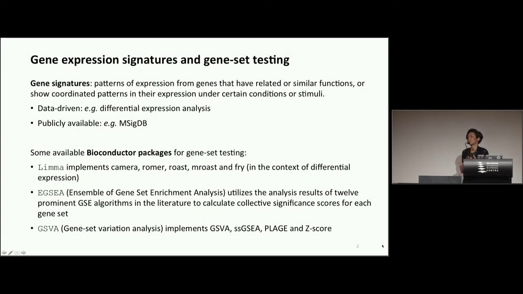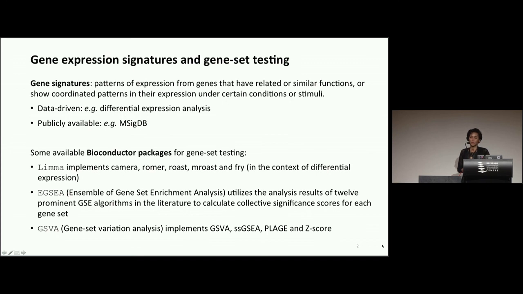We define gene expression signatures as patterns of expression from genes that have related or similar functions, or a group of genes that have coordinated changes in their expression in response to a specific stimulus, for example, or under certain conditions. These signatures may be obtained from your own data, for example, when you perform differential expression analysis, or you can use some publicly available signatures such as those available through MSigDB.